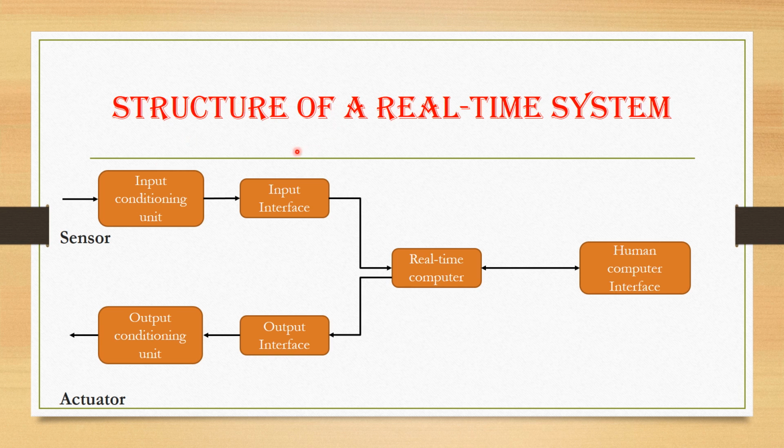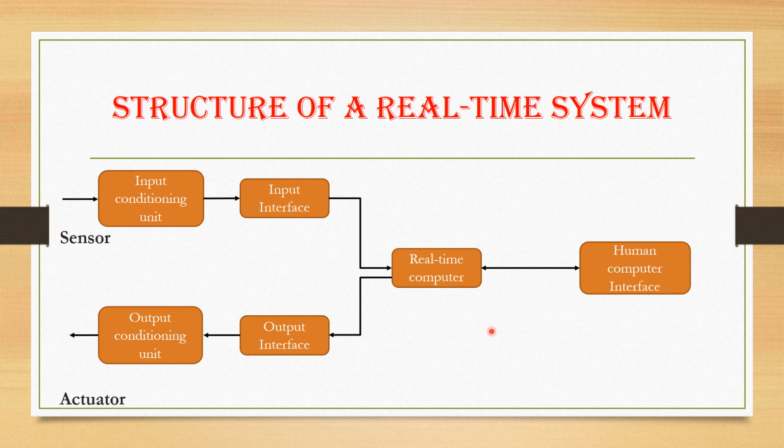This is the structure of a real-time system. Here the sensor is the input. From the environment we get the data, and it is given to the input conditioning unit. Then there is an input interface, then the real-time computer, output interface, output conditioning unit, and finally the actuator. There is also a human computer interface, which is used to directly operate the real-time computer.